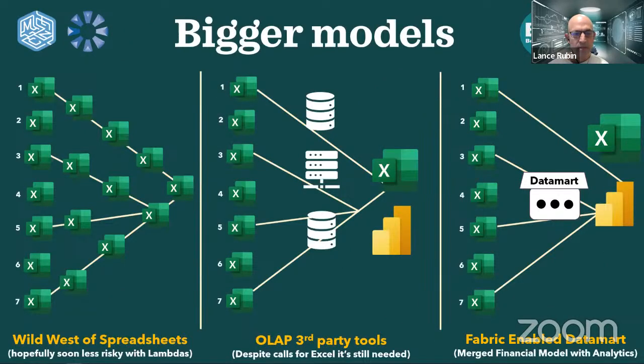So this is a simple diagram to try and explain the problem. The wild west of spreadsheets: yes, you can solve a lot and reduce risk with lambdas and dynamic arrays. But the moment it becomes bigger than Excel, then you potentially need to go to a third-party application, often referred to as an OLAP cube-based system.